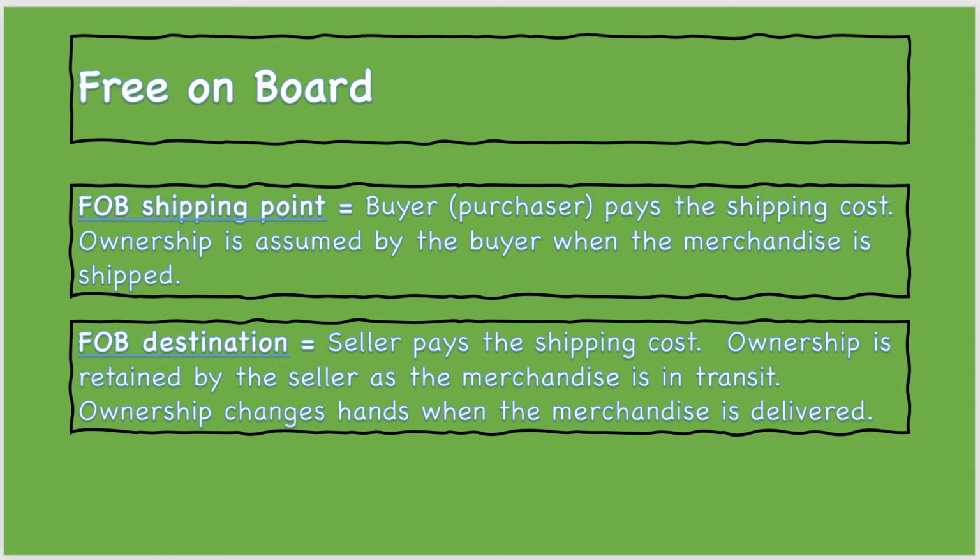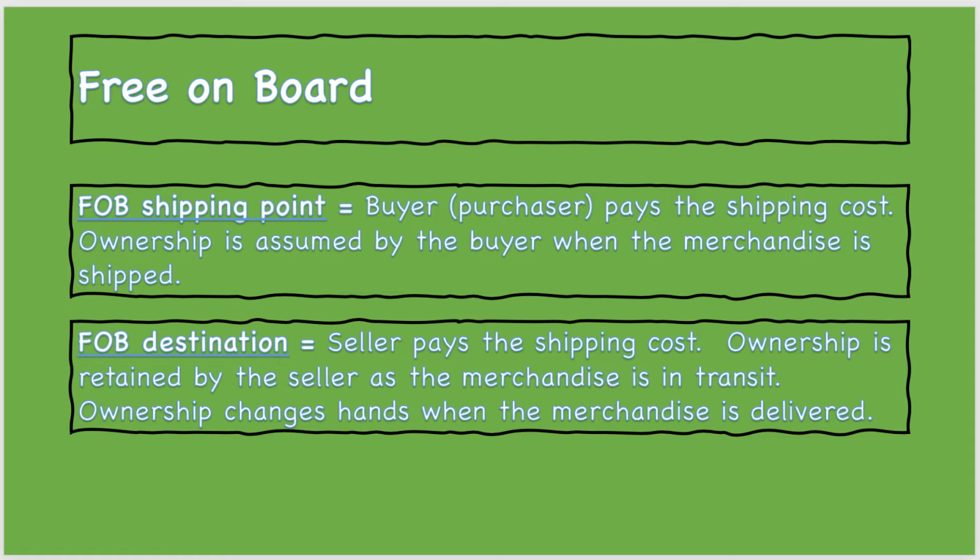So now we need to look at who pays shipping, right? Does the buyer pay it? Does the seller pay it? Does it differ? Well, yeah, it does. It all depends on what the terms are of the order. So we have what we call free on board. So there's two FOB points, so to speak, that we're going to use. It's either going to be FOB shipping point or FOB destination.